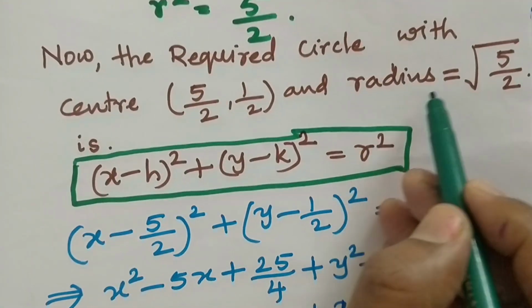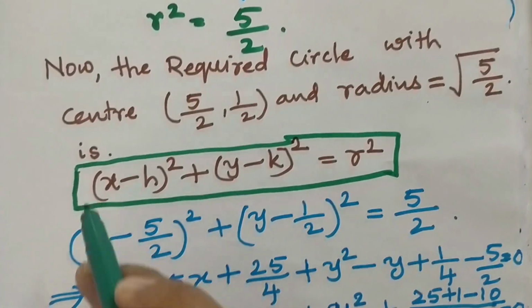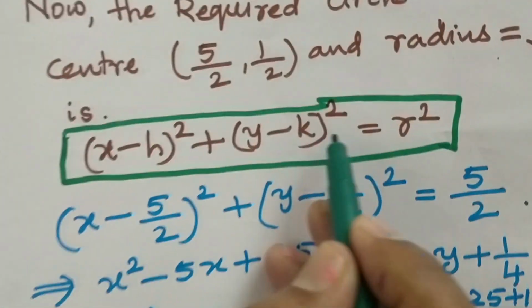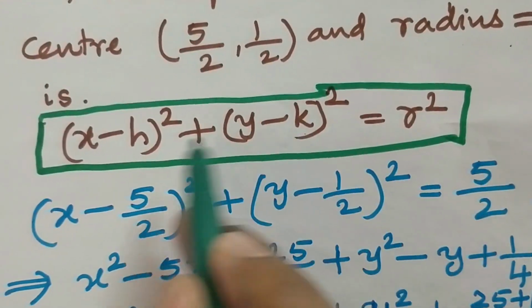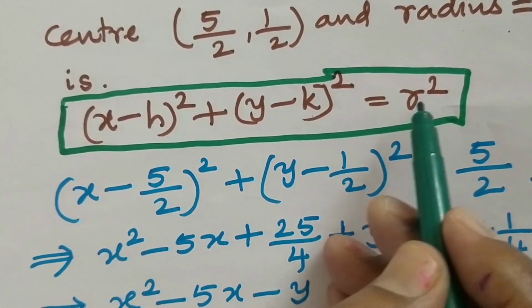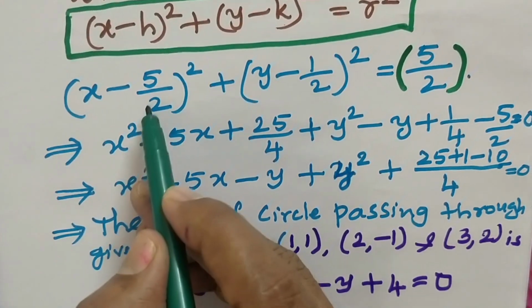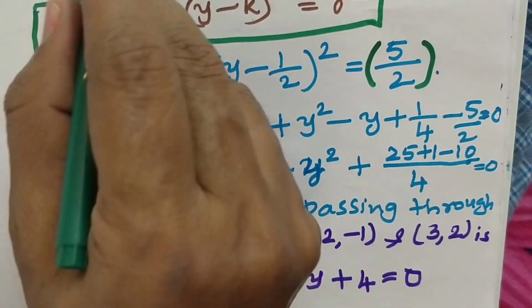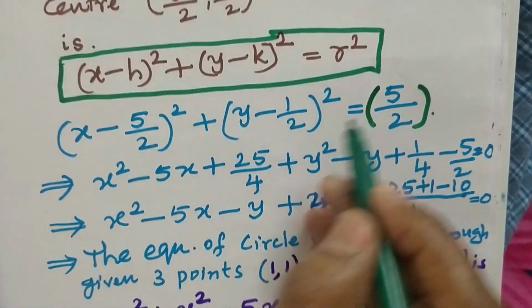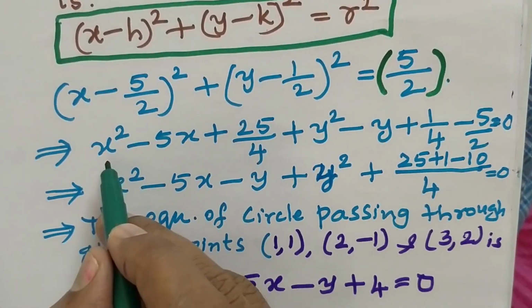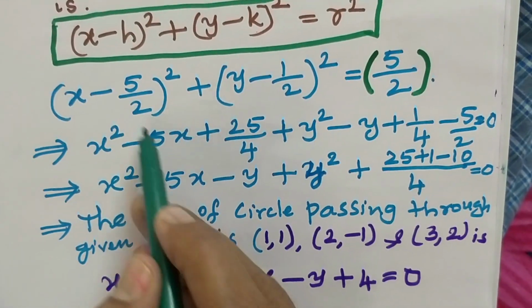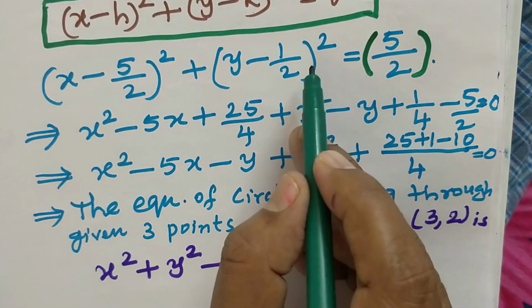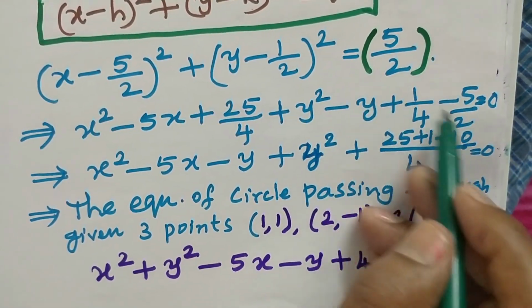Right. Now the required circle with the center 5/2, 1/2 and radius root of 5/2 is, by using the formula, (x minus h) whole square plus (y minus k) whole square is equal to r square, where h, k is the center and r is the radius. So (x minus 5/2) whole square plus (y minus 1/2) whole square is equal to r square, that is 5/2. That implies x square minus 5x plus 25/4 plus y square minus y plus 1/4, and this comes to this side, minus 5/2 is equal to 0.